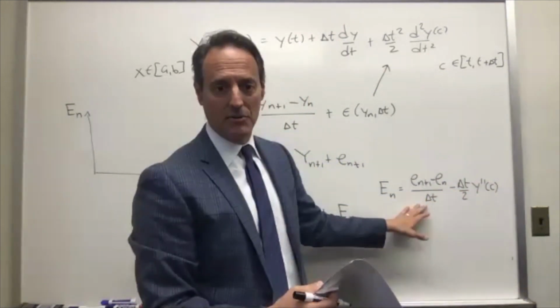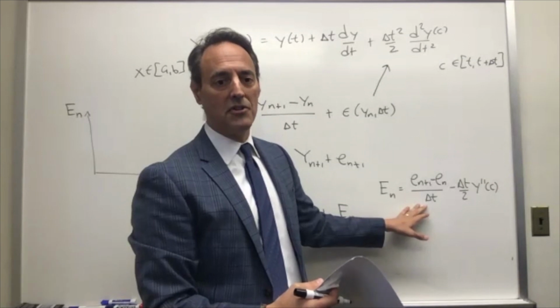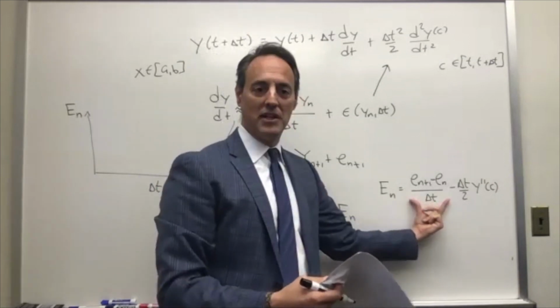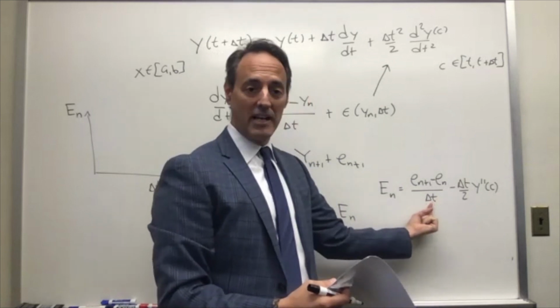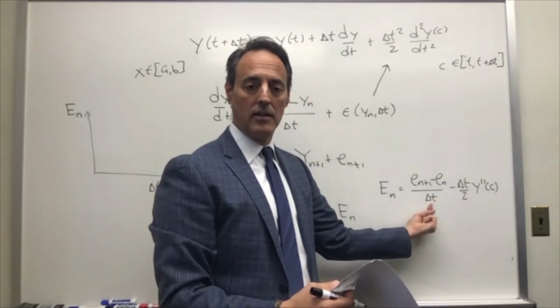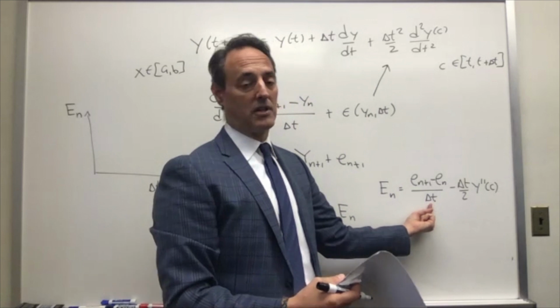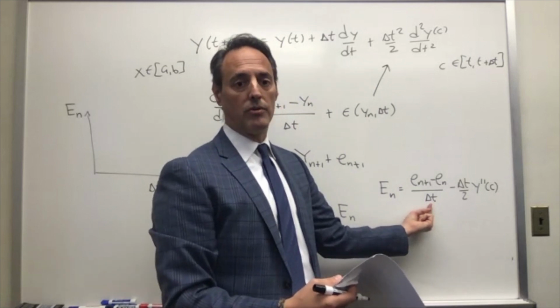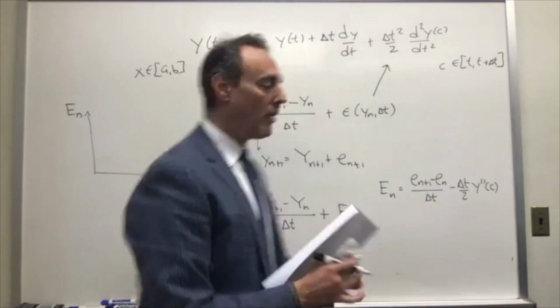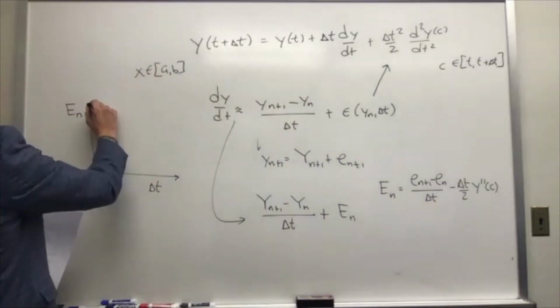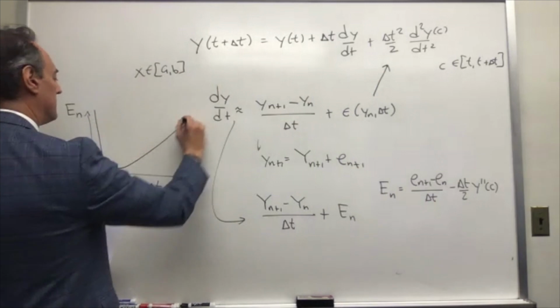How does it scale with delta t? As delta t goes to 0, I'm dividing by delta t. The error at some point starts to get very big. In fact, it will go to infinity if delta t goes to 0. So my overall error actually looks something like this.